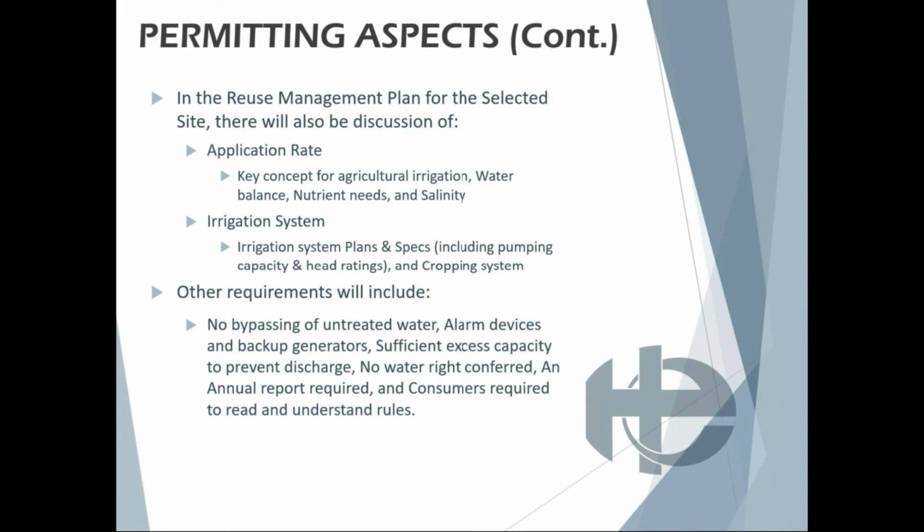Typically, the requirements will include that there's no bypassing of untreated water. You need to have alarm devices and backup generators to be able to ensure that the water gets sent where it needs to go. You've got to have excess capacity so that you can prevent any discharge back into the environment that is not already part of your reuse plan. This doesn't confer any water rights. That's one of the things, as we mentioned, water rights are a concern with getting sources for potable water. In this particular case, there's no water rights that would be conferred. There's annual reporting requirements, and there's also the requirement to keep consumers informed in terms of what's happened.